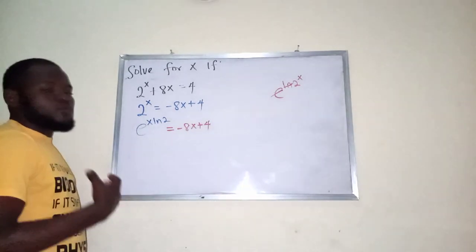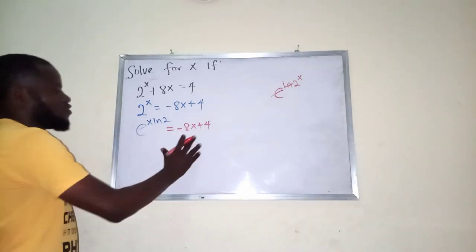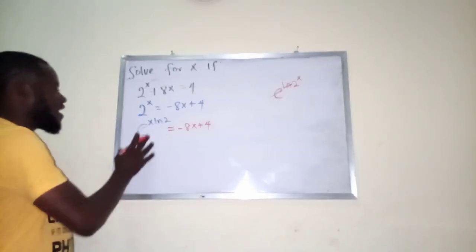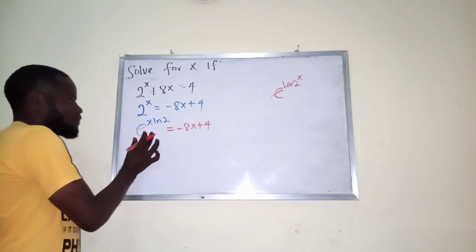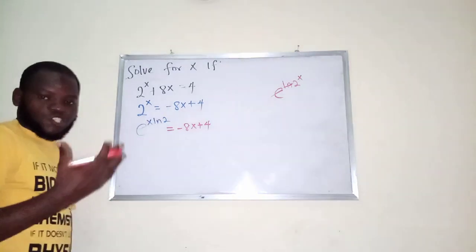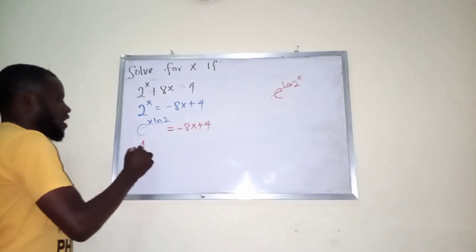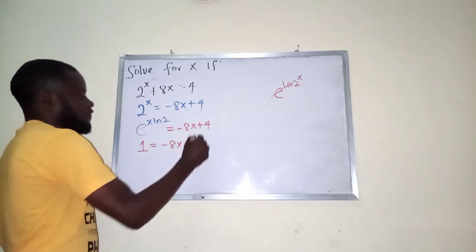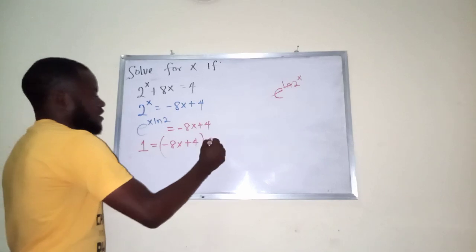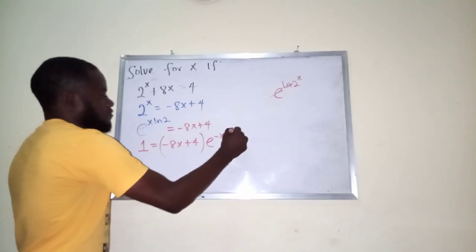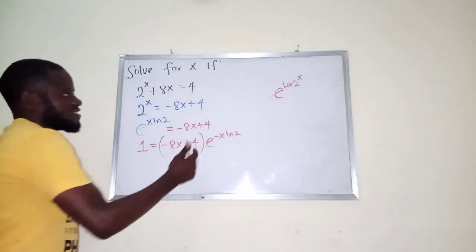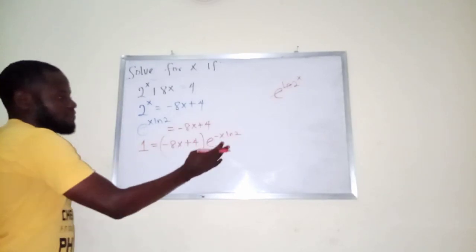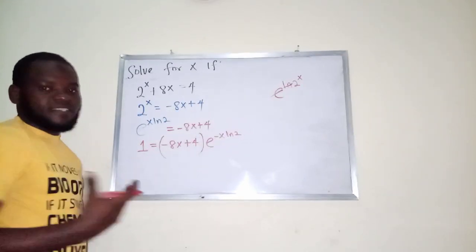Now, let's try what we can do here to make this equation equal to 1 by dividing through by e raised to the power of x ln 2. If I do that, I'm going to have 1 equals negative 8x plus 4 times e to negative x ln 2. You know, this is the same thing as saying divided by e to the power of x ln 2.